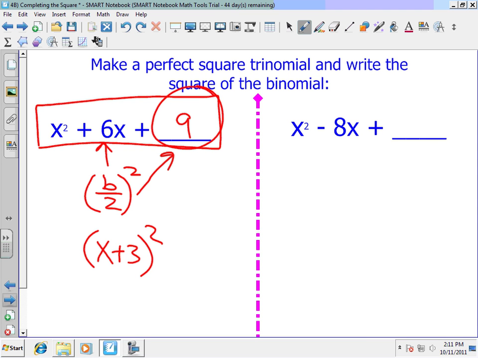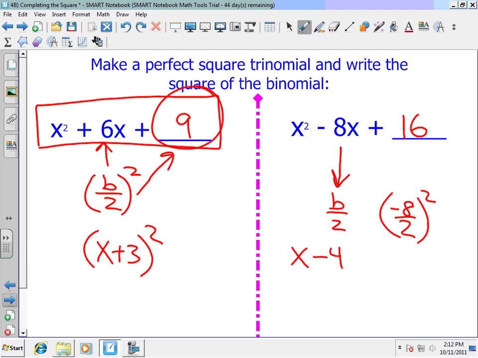So let's follow the same pattern here. I'm going to take the middle term and cut it in half. So b cut in half, which is going to be, I'll write it over here, negative 8 divided by 2, which is going to be negative 4. And I'm going to square it, which is going to be positive 16. So I'm going to have x minus 4 quantity squared. And that's what I'm looking for here.